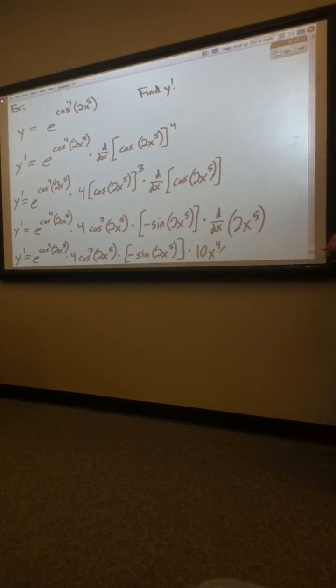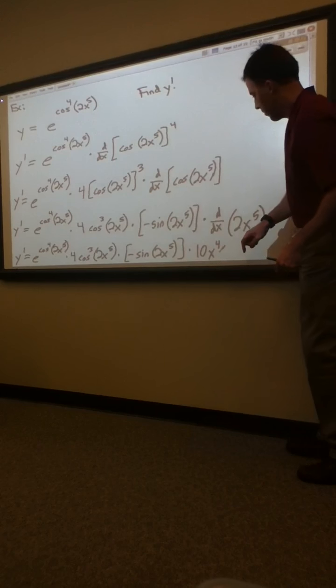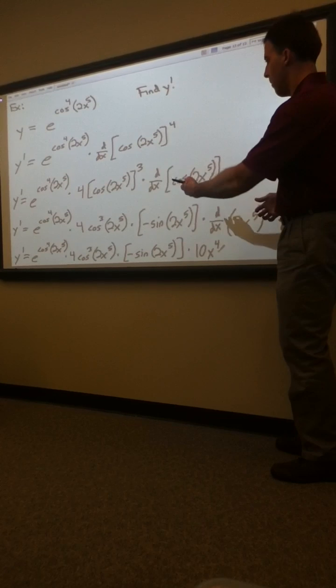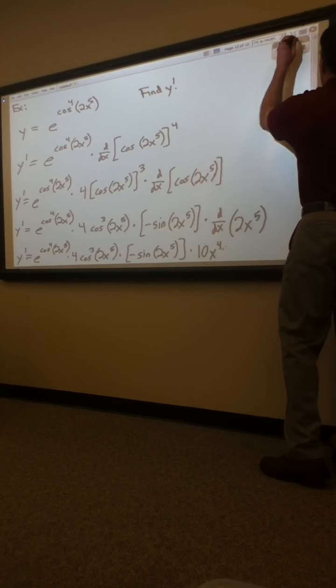And then you want to clean up your answer as best you can. So we've got a negative in there, so that negative is going to go at the very front. We've got a 10 multiplied by a 4, which would be a 40 at the front. So I would put a negative 40 at the very front of the whole thing.